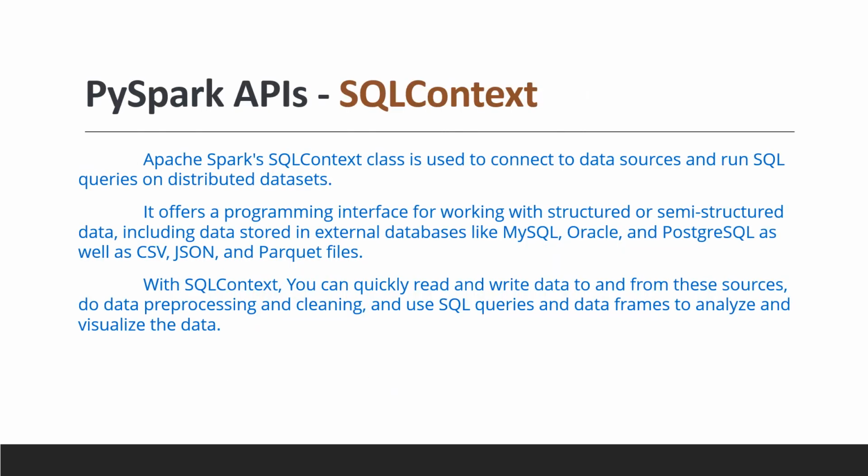PySpark API is another one. SQLContext. Apache Spark's SQLContext class is used to connect to data sources and run SQL queries on distributed datasets. It offers a programming interface for working with structured or semi-structured data, including data stored in external databases like MySQL, Oracle, and PostgreSQL, as well as CSV, JSON, and Parquet files.